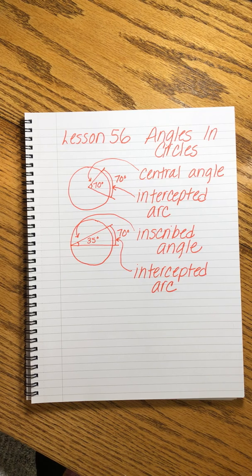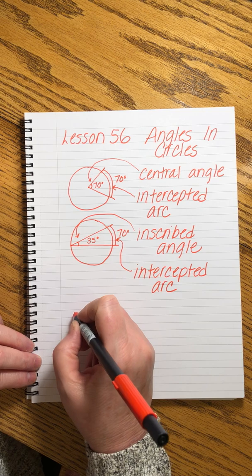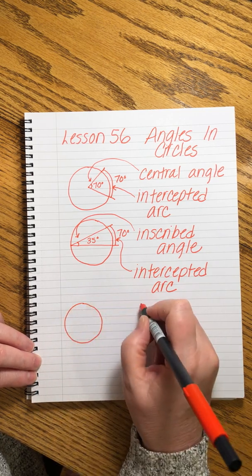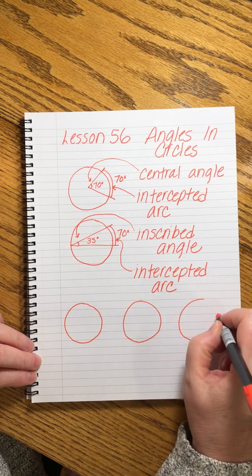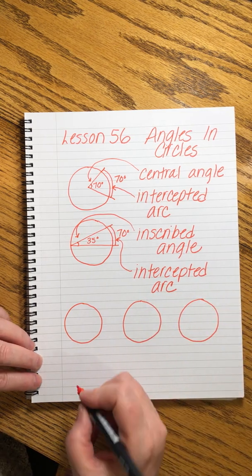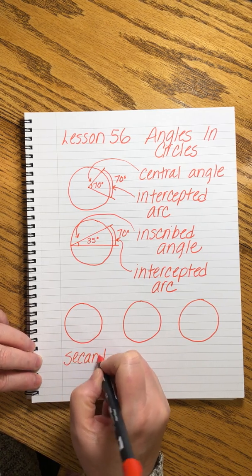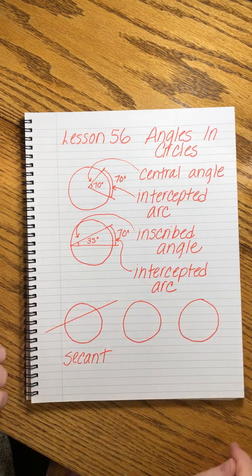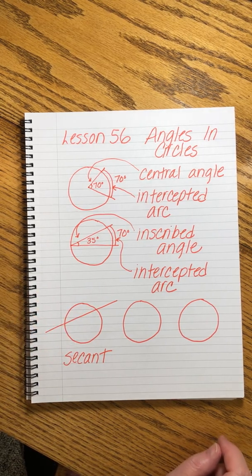Okay, let me remind you of a few other vocabulary words. We'll draw 3 circles across the bottom. Ready? 1, 2, 3. This is a secant. A secant is a line that passes through the circle. It doesn't have to be in the middle. It just passes through at some angle. It hits both sides, right?